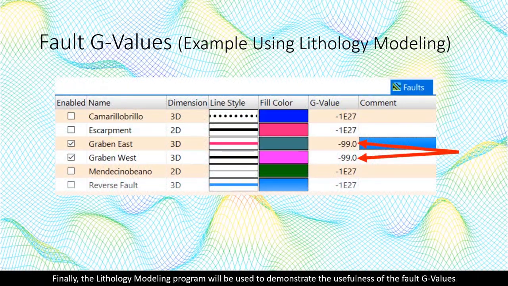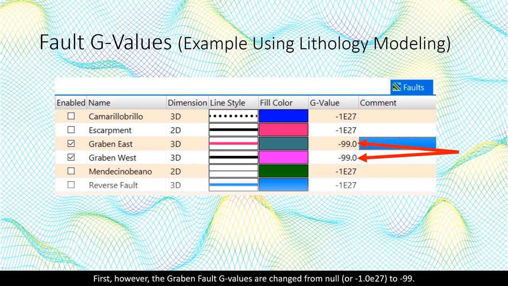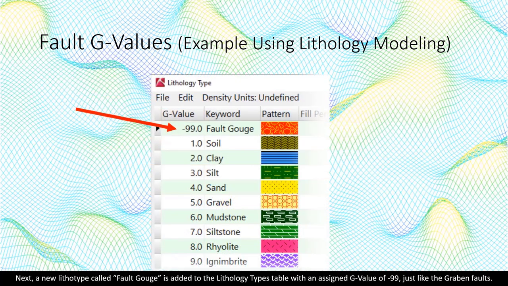Finally, the lithology modeling program will be used to demonstrate the usefulness of the fault G values. First, however, the graben fault G values are changed from null, or minus 1.0 times 10 to the 27th, to minus 99. Next, a new lithotype called fault gouge is added to the lithology types table with an assigned G value of minus 99, just like the graben faults.